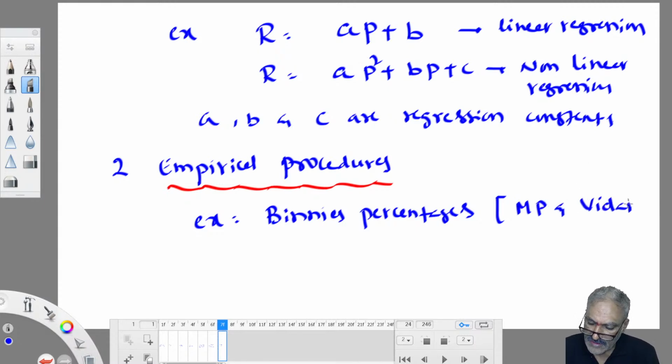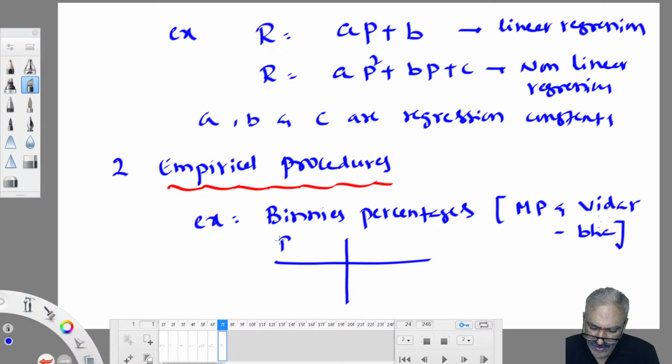Vidarbha means the Nagpur area of Maharashtra. The Nagpur part of Maharashtra is called Vidarbha. Vidarbha and Madhya Pradesh are bordering each other. In that region, British people developed this procedure. Binny's percentage is true only for catchments in Madhya Pradesh and the Nagpur region. There Binny developed a percentage table.